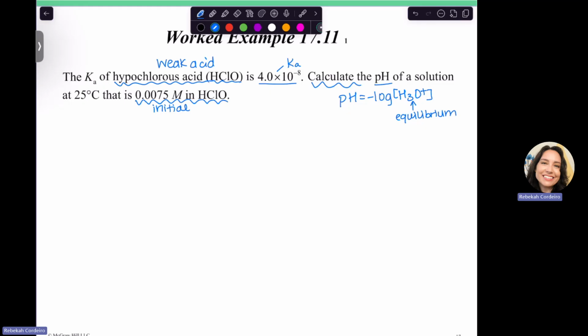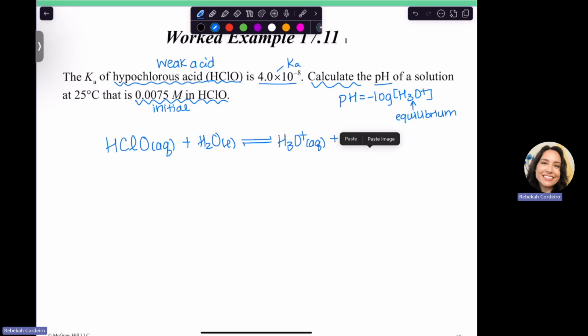They don't give me a reaction though. They just tell me, hey, we got a weak acid. Well, an acid's not really an acid until it's donated a proton. How does it donate a proton? It's got to have somebody to give it to. So water is what it's going to react with. So we have aqueous hypochlorous acid plus water, which is a liquid, in equilibrium with hydronium ion, which is what water makes when it adds on that hydrogen. And then when we lose that hydrogen, we get hypochlorite. So just think about conjugates when you're doing this. Your products will always be the conjugates.